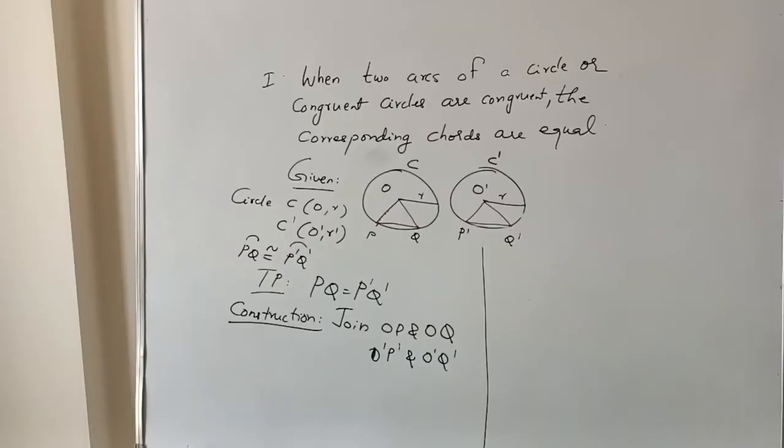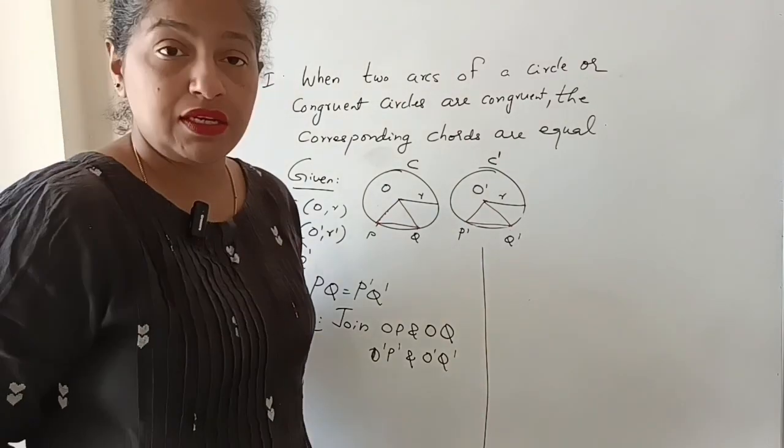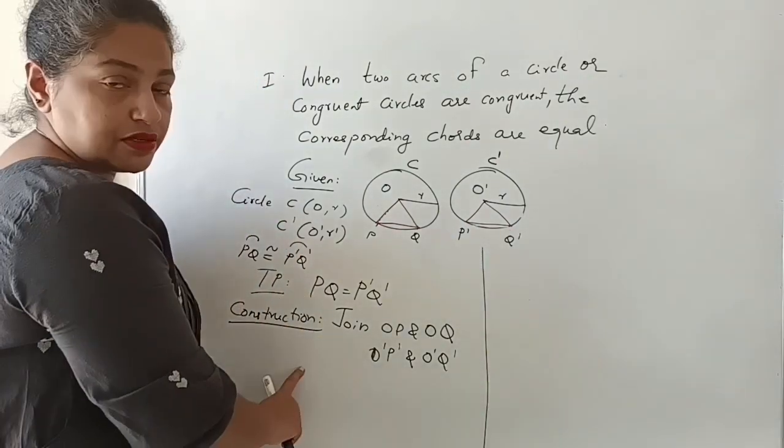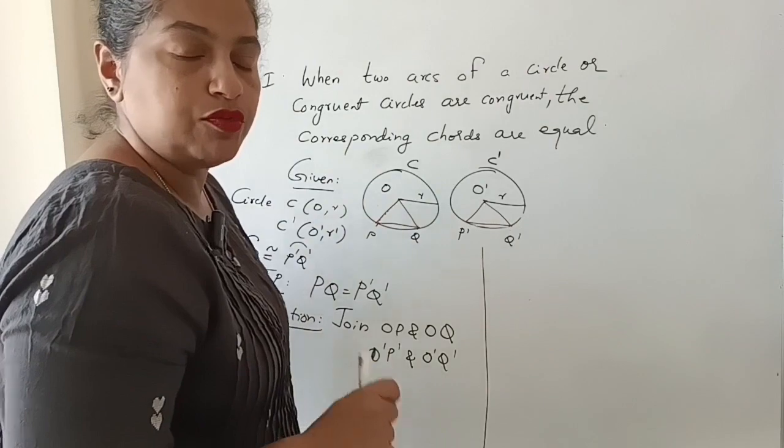Now I have made a note of the construction that we are going to involve in this particular theorem. I have joined P and Q to the center O, and similarly in the second circle I have joined P dash and Q dash to the center O dash. And whatever construction or changes that you are making in the diagram, please mention it here before you start with the proof.